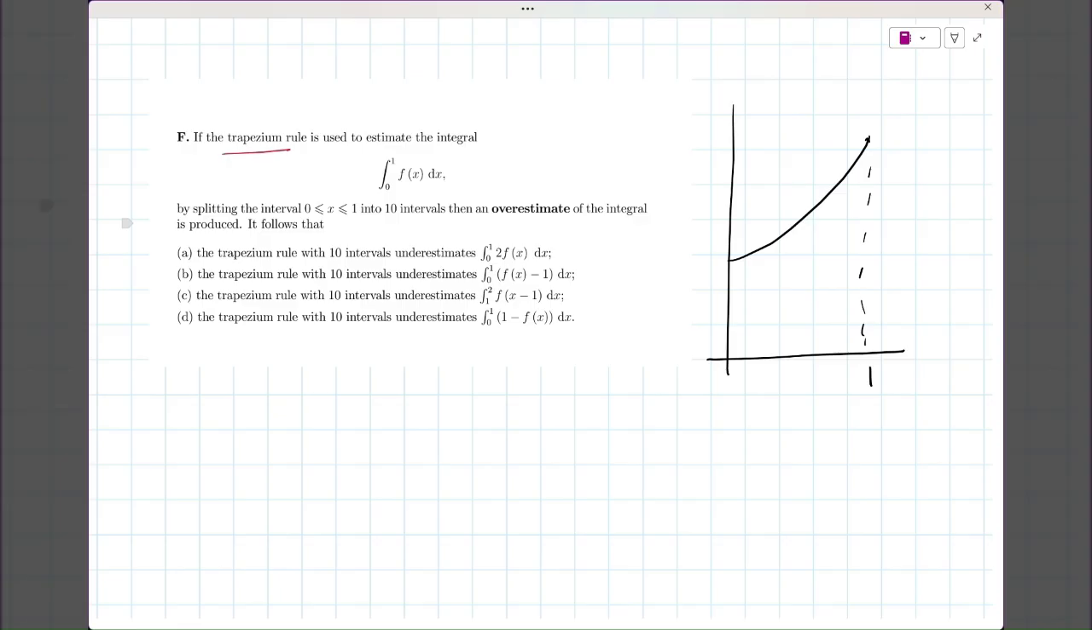regardless of f of x, because they have not told us anything about what kind of function f of x is or what it looks like. So you are looking to use a sort of if-then. So if this is an overestimate, then one of these is definitely true. So think carefully about that one. Consider the different ways f of x could look and think about these as transformations.